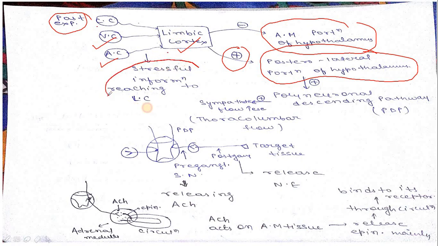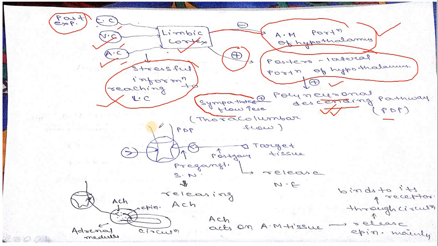This is stressful information reaching the limbic cortex, because after seeing the dog, stress has been created in that boy. So stressful information from these three areas reaches the limbic cortex, and from the limbic cortex nerves inhibit the anteromedial portion of the hypothalamus and excite the nerves of the posterolateral portion. Clear? And from here nerves arise which excite the polyneuronal descending pathway, PDP, descending from the hypothalamus. These neurons increase your sympathetic flow; sympathetic discharge will increase due to activation of these nerves.